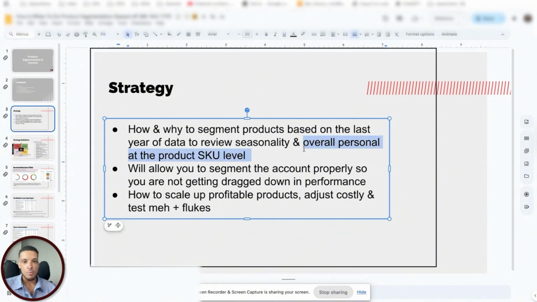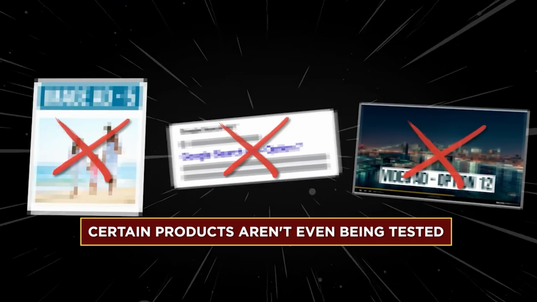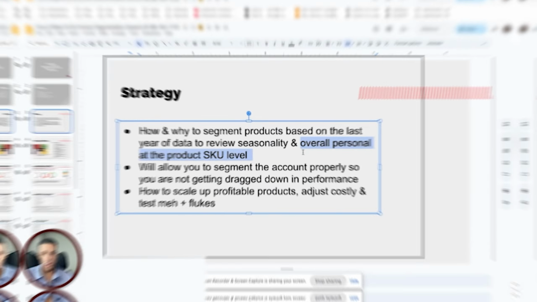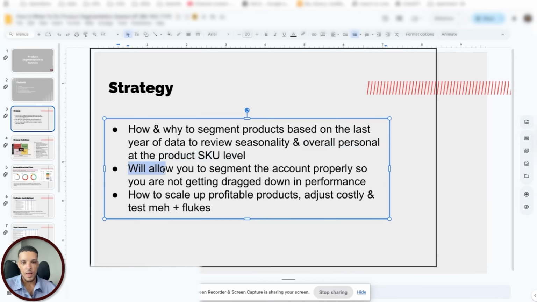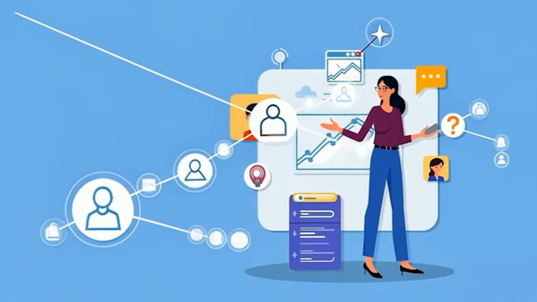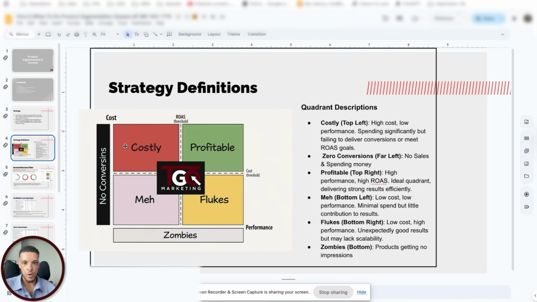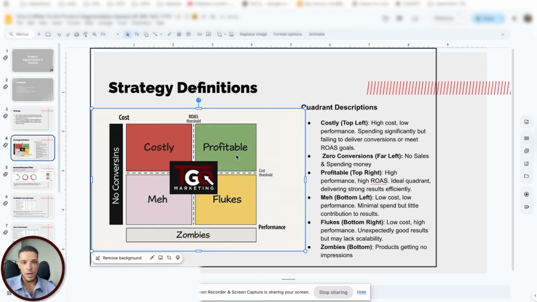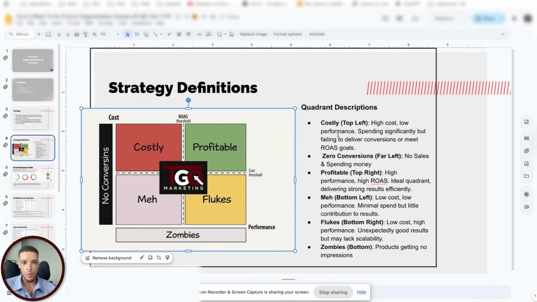And then there's going to be a lot of products that are unprofitable, dragging down ROAS and wasting spend on Google. So we want to look at these. And then certain products aren't even being tested. So we need to know all these things. This will allow you to segment the account properly so you're not getting dragged down in performance. And I'll also talk about how to scale up profitable products, adjust the costly ones, and test the meh and fluke products.